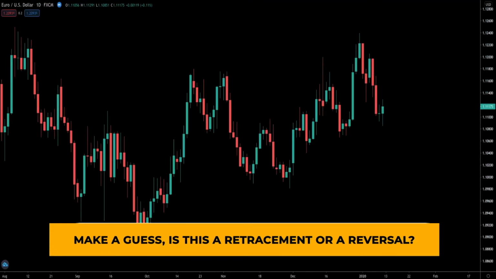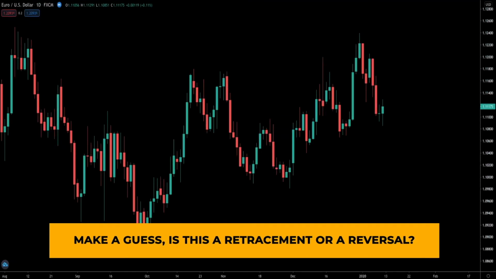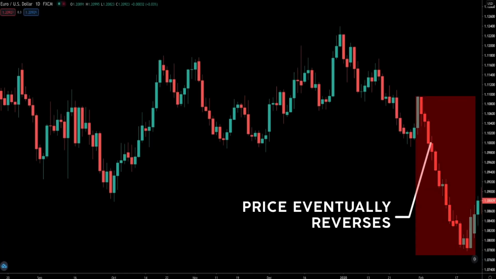Is this the end of a retracement? Or could price go lower? Or is this the market top where price eventually reverses? This is a challenge that all traders face. Professionals, rookies, amateurs, they all face this problem.